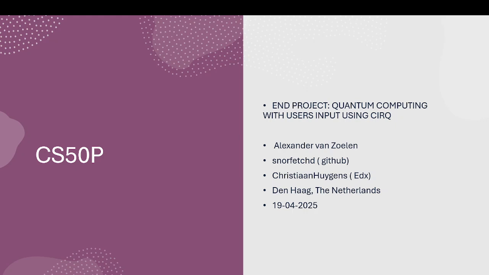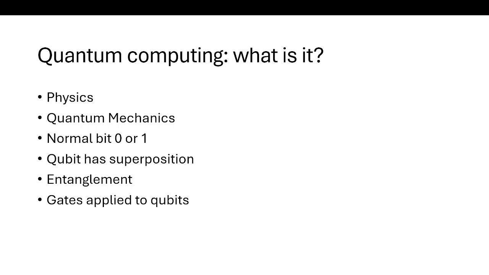My name is Alexander van Zoelen. My GitHub name is Snorfetched. This is my edX name, Christian Huygens. I come from Den Haag, or The Hague, in the Netherlands, and the day of recording is the 19th of April 2025.